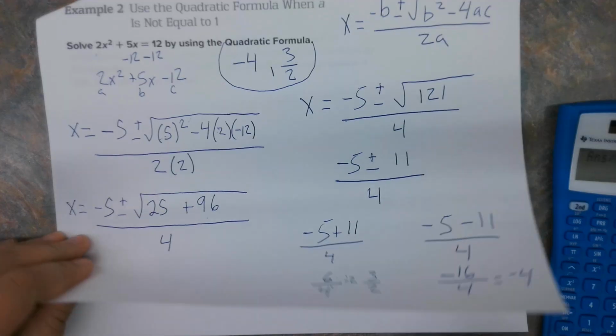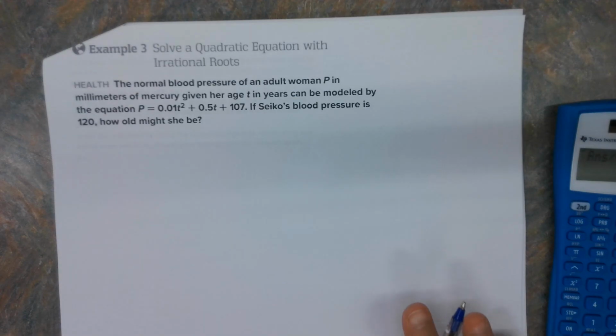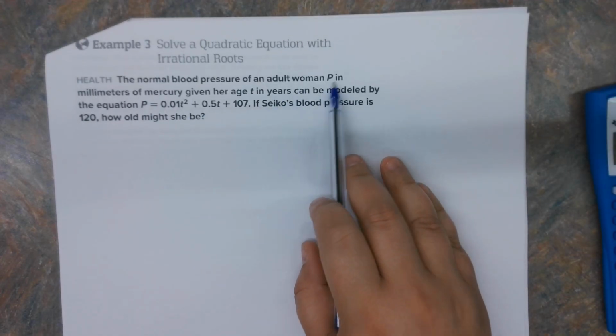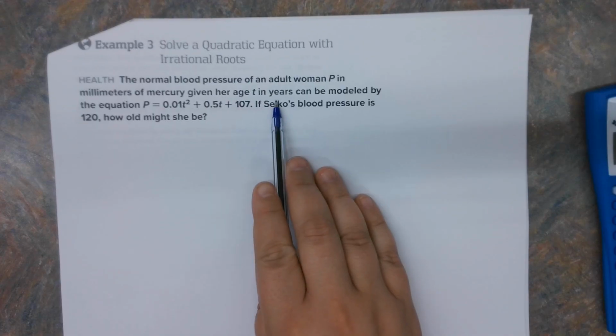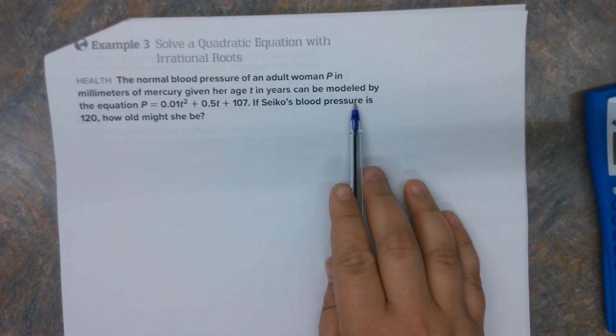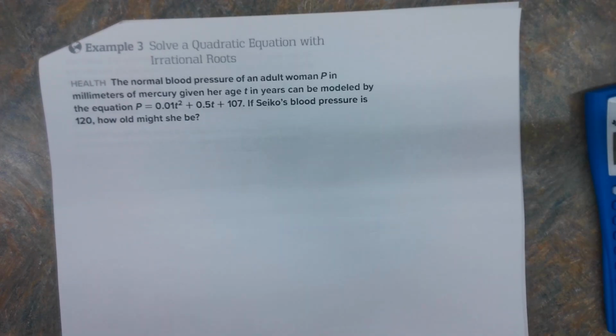Okay. Example 3. Solve a quadratic equation with irrational roots. So our answer might look a little funny when we get to the end. The normal blood pressure of an adult woman, P, in millimeters of mercury given her age, T, in years, can be modeled by this equation. If Seiko's blood pressure is 120, how old might she be?